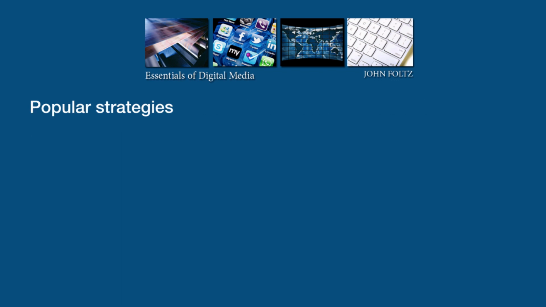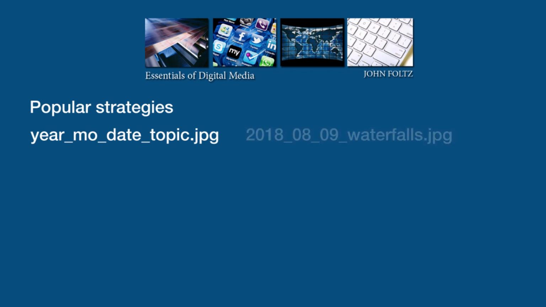So here's some popular strategies. I'm going to give you 3 strategies. You could do the year, month, date, and topic as part of the file name, and then the extension. So here's one. 2018 08 09 waterfalls.jpg. Then you can search everything by year, by month, and by day.